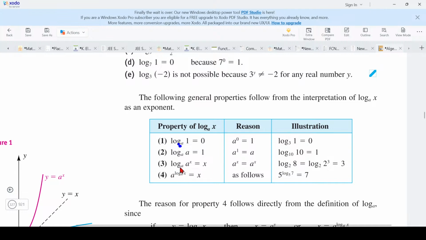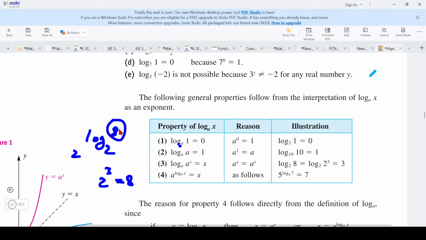Now again, do you agree with this? Fourth statement. Sir, can you explain it? So a power log x to the base a. Okay, take some number. Log 8 to the base 2, and 2 power this thing. What should this become? Log 8 to the base 2 is 3, no? And this becomes 8, no? That is this number.